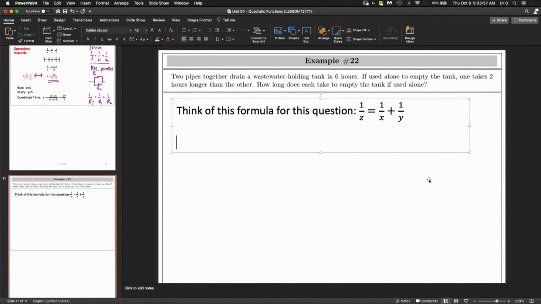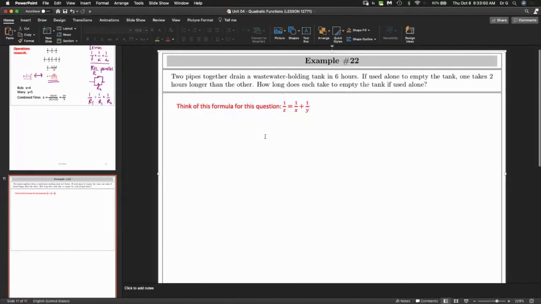Okay, so think of this formula for the question. I don't want to use X, Y, and Z. I'm going to try to do something different. So let me just put this out in red or something and shrink it out of the way, because I don't really care about that formula with those letters. So let's read the question here.